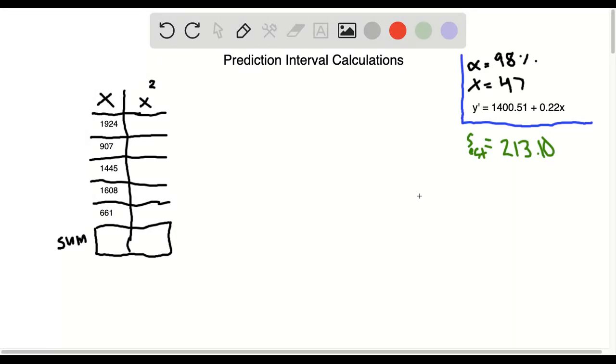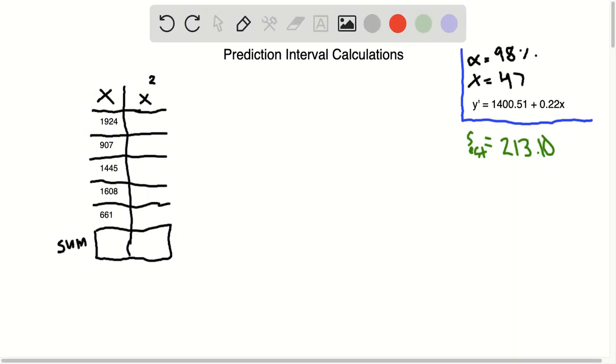Welcome. We are here today to do some prediction interval calculations. This is the final exercise in section 10.3. So congratulations, you made it. Good job.